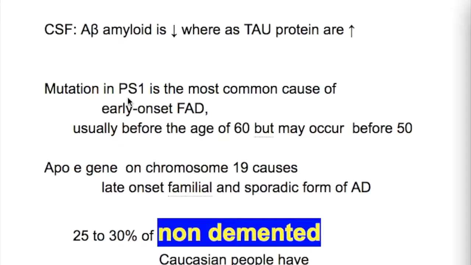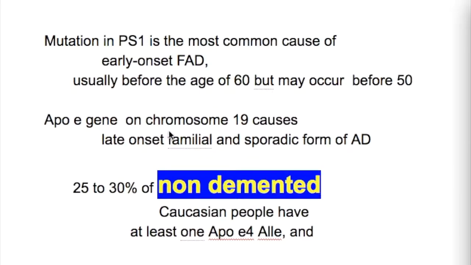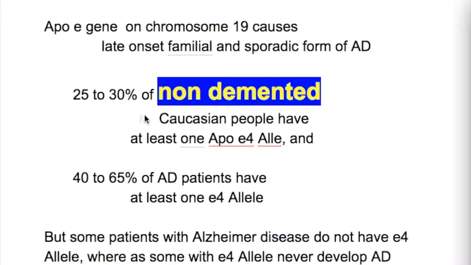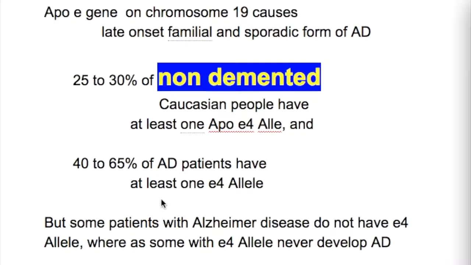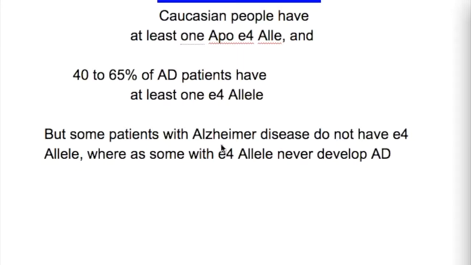Mutation in presenilin 1 is the most common cause of early onset familial Alzheimer's disease, usually before the age of 60 but may occur before 50. ApoE gene on chromosome 19 causes late onset familial and sporadic forms of Alzheimer's disease. 25 to 30% of non-demented Caucasian people have at least one ApoE4 allele, and 40 to 65% of Alzheimer's disease patients have at least one E4 allele. However, some patients with Alzheimer's disease do not have E4 allele, whereas some with E4 allele never suffer Alzheimer's disease.